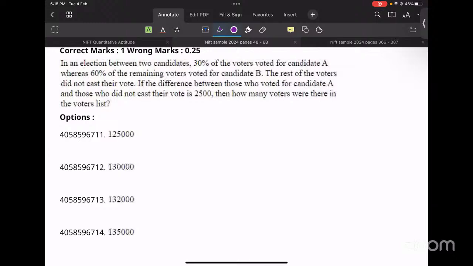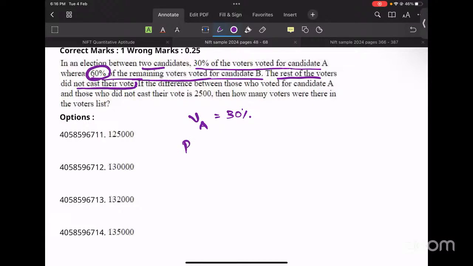Quick. In an election between two candidates, 30% of the votes for candidate A equals 30%, and 60% of the remaining voters voted for candidate B. So 30% of the voters voted for candidate A and 60% of the remaining voters voted for candidate B. The rest of the voters did not cast their vote. So what is 60% of the remaining voters?